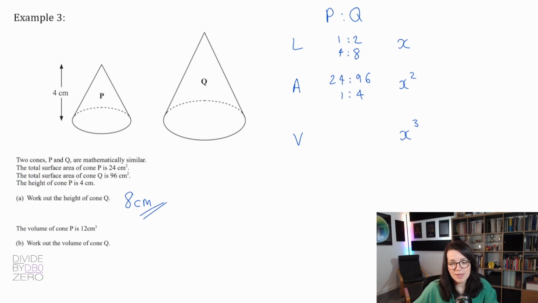After that, in part B, we're told that the volume of cone P is 12, but we haven't got anything to do with our volume ratio yet. So let's go ahead and work that out by cubing the length ratio. So cubing 1, cubing 2 gives 1 to 8. And then we can put the 12 under the 1 for P, and then just work out the volume of Q by timesing 12 by 8, which gives 96. And that's the answer. The volume of cone Q is just 96 centimeters cubed, and we're done.